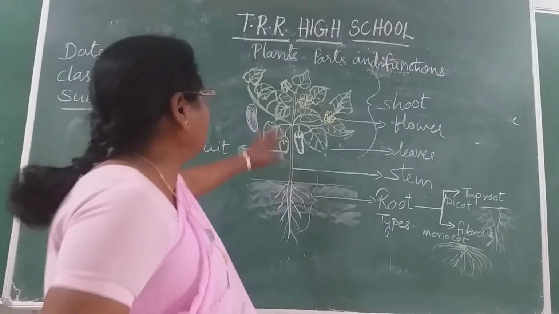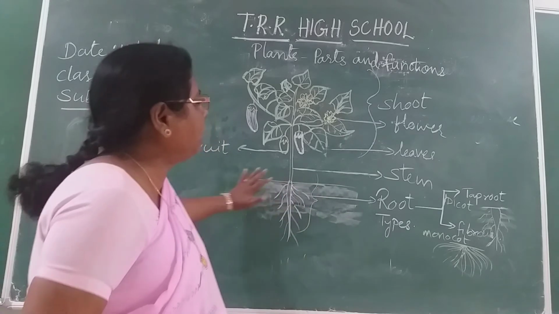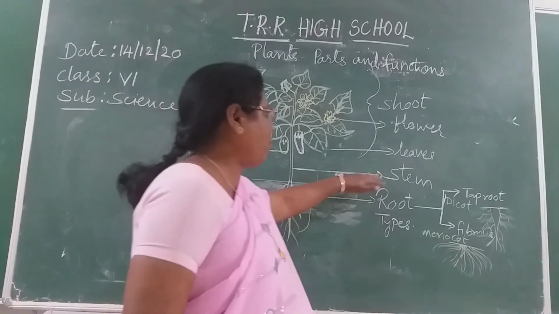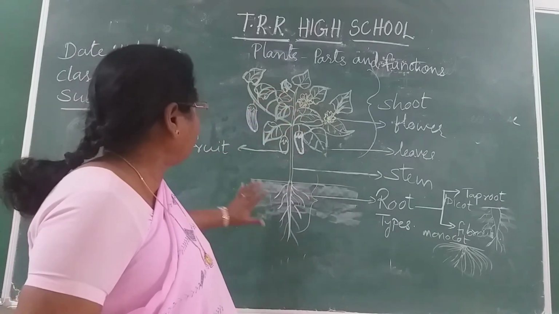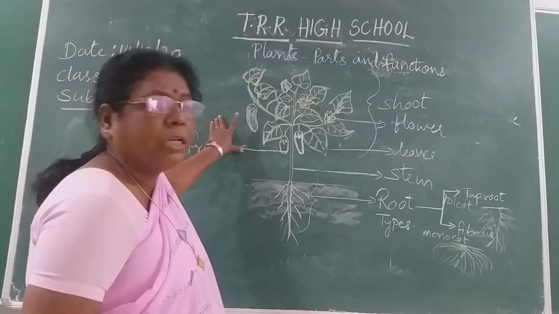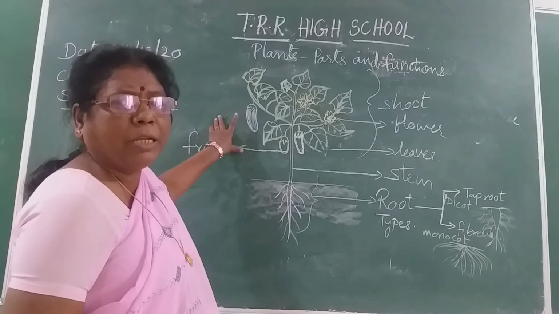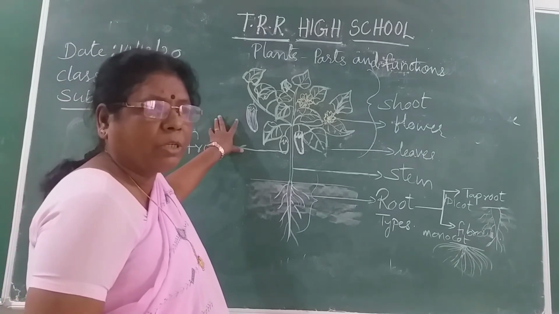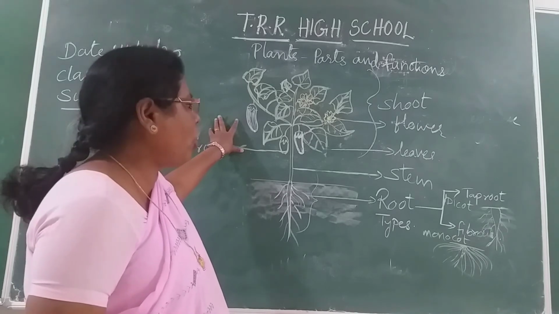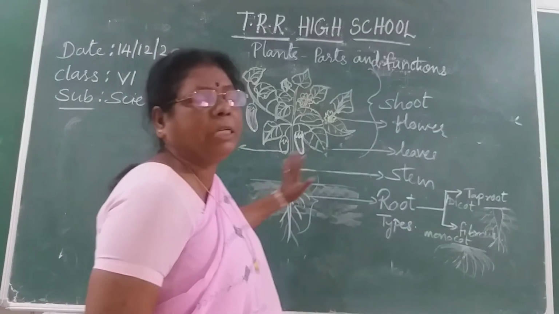So these are the parts of the plant. In the next class, you will study the functions of each and every part. You are seeing this plant, but all plants are not similar. Some are big, some are small. Herbs, shrubs and trees you will find. But almost all plants have root, stem and leaves.